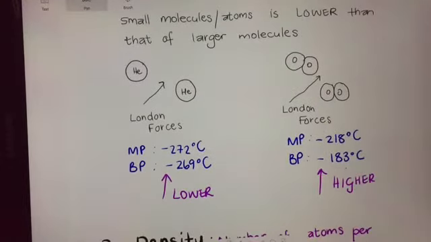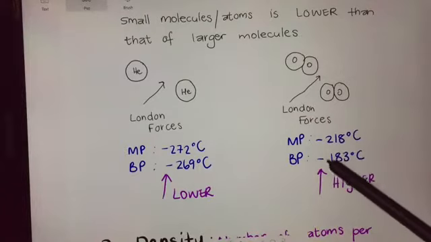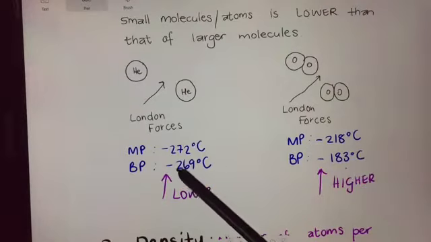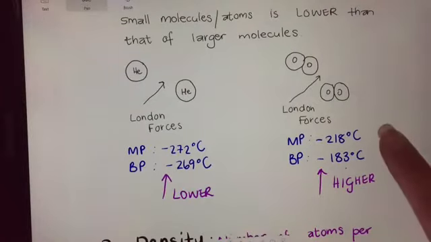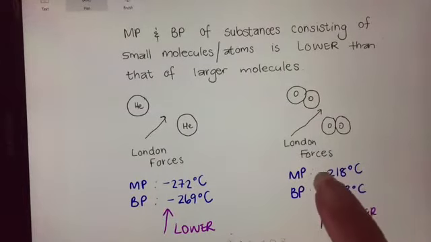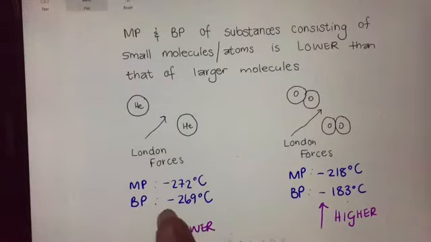But once again, if we compare the melting and boiling point of helium and oxygen, we can see that oxygen has a much higher melting and boiling point compared to helium. And that shows us that the melting and boiling points of substances consisting of smaller molecules or atoms, like helium, is lower than that of larger molecules, the oxygen in this case over here.